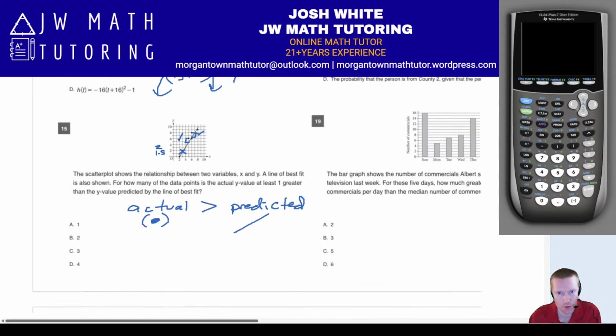So let me just zoom out now again. So there are 2 points for this problem. Correct answer is letter B, where the actual y value is at least 1 unit greater than the predicted. And again, what we're looking for here is basically the vertical distance between the dot that we actually see and where the dot is on the line itself to find the answers to this problem.